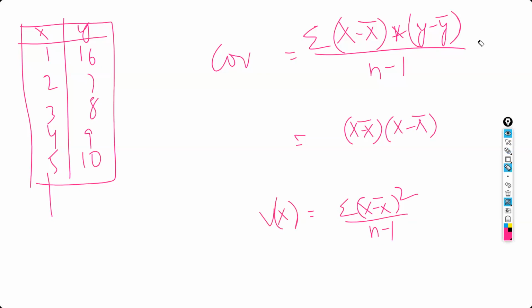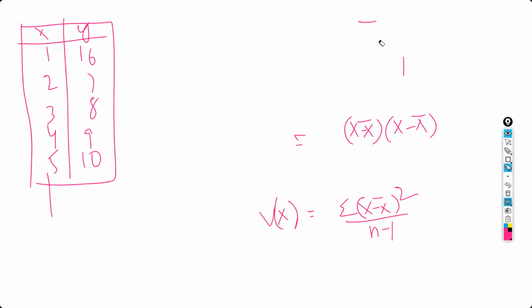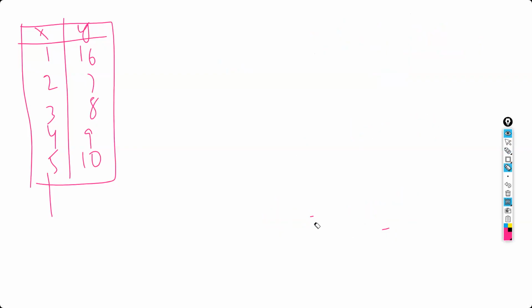See here, just observe, guys. Don't write simultaneously till the entire calculation is completed. First, I'm going to calculate the x bar. What is the x bar? It's 3. Now I'm going to calculate x minus x bar: 1 minus 3 is minus 2, 2 minus 3 is minus 1, 3 minus 3 is 0, 4 minus 3 is 1, 5 minus 3 is 2. Everyone is okay?